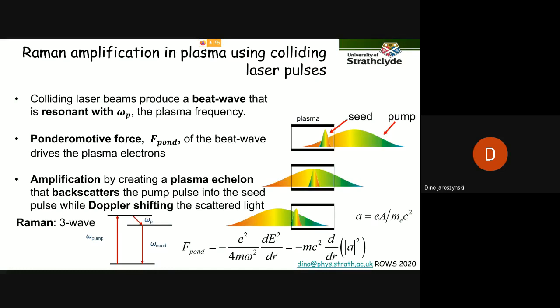And generally, when you have a higher frequency pump wave and a low frequency seed wave, which have a frequency difference equal to the plasma frequency, then you can resonantly excite this plasma echelon. And the light that's scattered from this echelon has a refractive index associated with it, just acts as a scatterer, which then Doppler shifts the radiation to the right frequency to amplify the seed. And it's possible also to use chirped pulses, as I'll show you later, or a monochromatic laser. This is a three-wave interaction using two transverse waves, the propagating waves, and a longitudinal wave, which is the plasma wave.